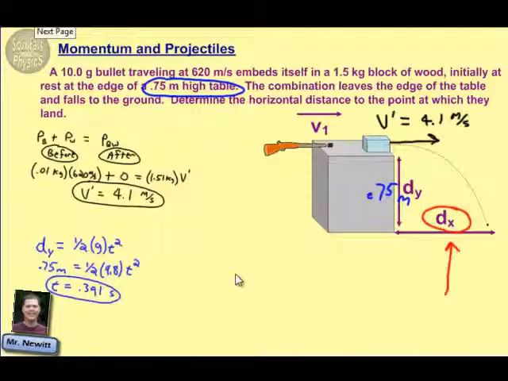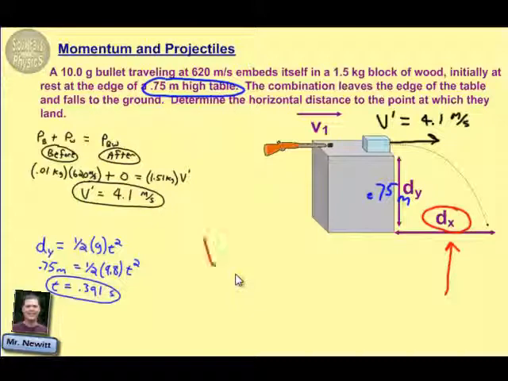Okay, now that I know the time that this block is going to be in the air is 0.391 seconds, I can simply use this to figure out my d sub x. Remember, this d sub x here is what I am looking to find. That's the ultimate goal of the problem, what it's asked me to find.